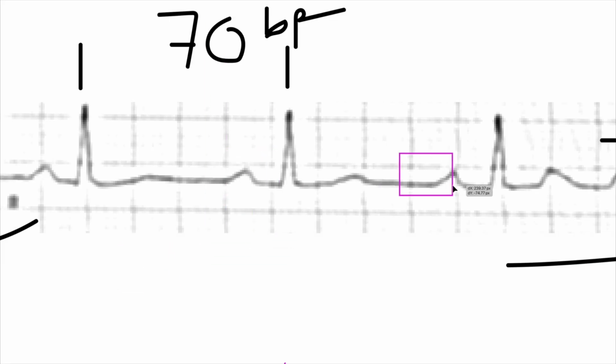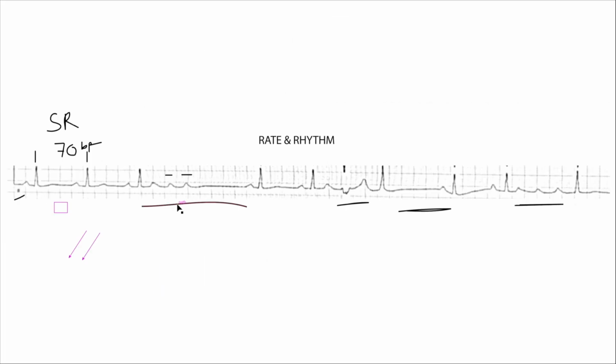Now, while I'm down here, this box you see over here starts off on this line. Here it bypasses this line. So this is bigger than one big box. Regardless of whether we have a higher degree block, we certainly have a first degree heart block. Okay, so far we also have sinus rhythm 70, and we have a first degree AV block.